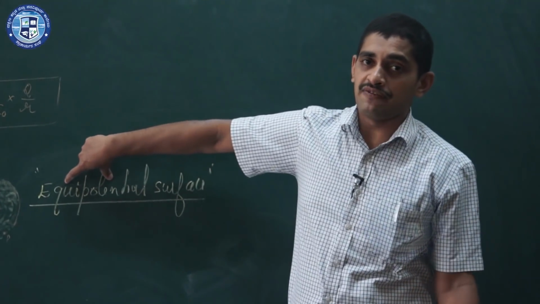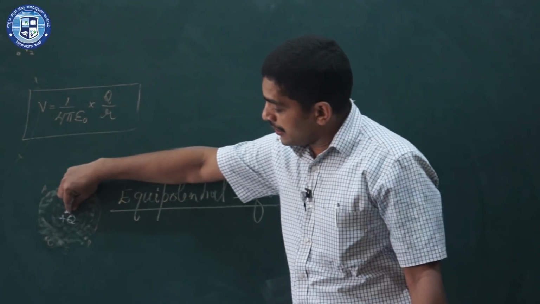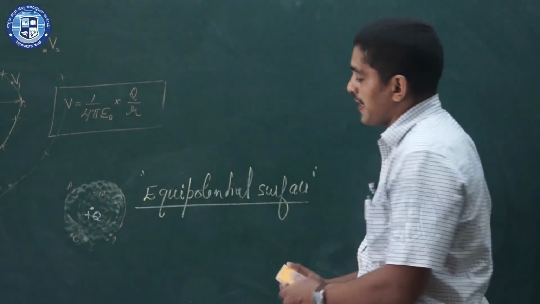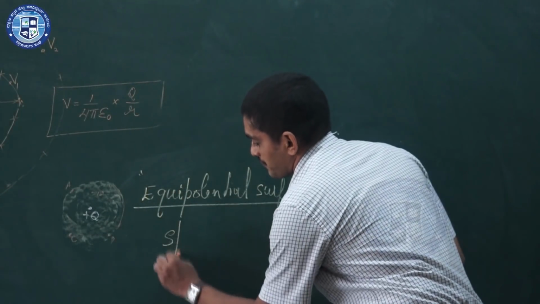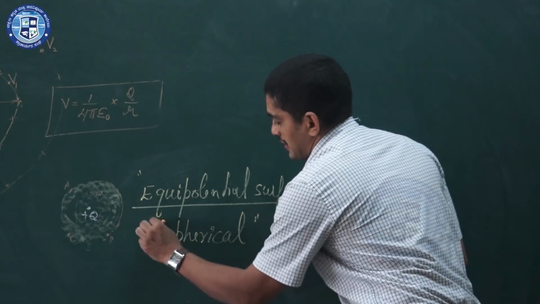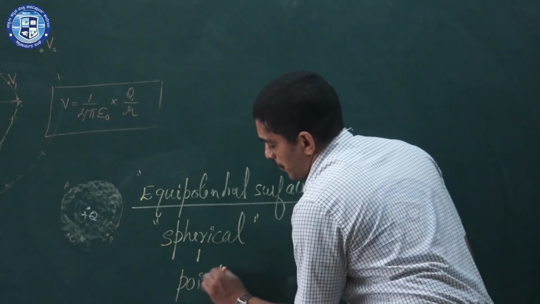If I think of a point charge, the equipotential surface comes out to be a sphere. Now I can say the shape of the equipotential surface for an isolated point charge is a sphere.